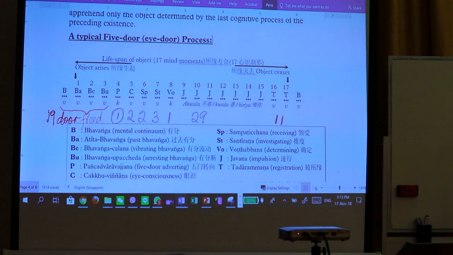But at the beginning, the 5 adverting, eye consciousness, receiving, investigating, determining, all are fixed. They never change. They follow according to the object. But javana and tadarammana can change according to the people, according to our own view, according to our own perception. Okay? Now, in total, in the idle process, how many consciousnesses can arise? Please count.